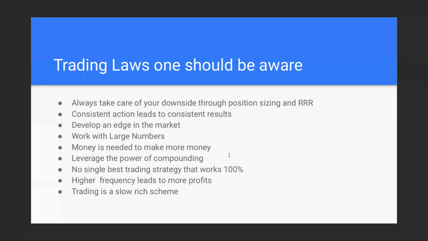Then they work with large numbers. This is what I meant to say: people say, hey, I have developed a system and it is working well. But when I ask them how many trades have you done with the system, they say, hey, I've done 10 trades. So 10 trades is a very small number when you're considering an edge. You need to have at least 50 to 100 trades to see if your system is working. So you really need to work with large numbers.